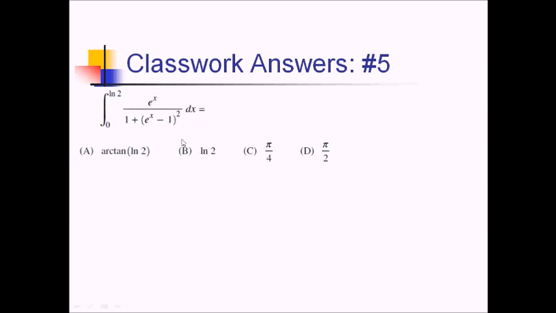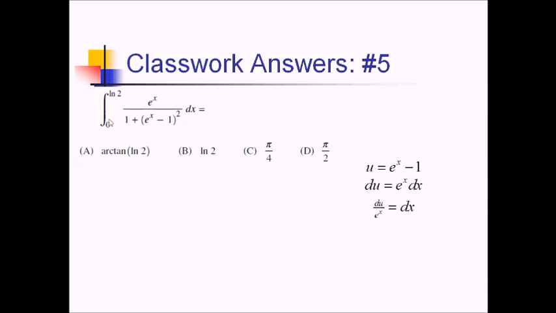So I'm thinking I'm going to try some u substitution on this one. I'm going to let u equal e to the x minus 1, because that's kind of my inner function here. And then the derivative of that, I'm going to have du equals e to the x dx. So then dx is going to be du over e to the x. All right, so far so good.